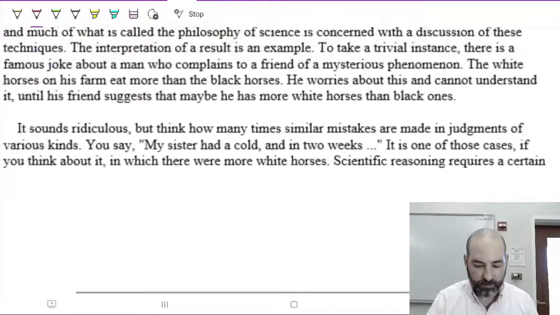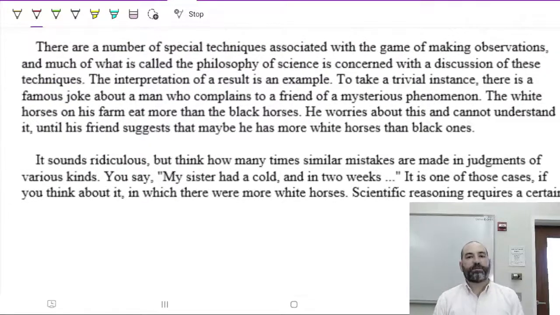So another thing that happens here is some misunderstandings or some misapplications of the scientific method, which I think Feynman does a nice job of giving some examples. Interpreting results. So to take a trivial instance, there's a famous joke about a man who complains to a friend of a mysterious phenomenon. The white horses on his farm eat more than the black horses. He worries about it and can't understand, and his friend suggests maybe he has more white horses than black horses. So not looking at all of the possibilities, being too narrowly focused on a particular result, can lead to some problems.